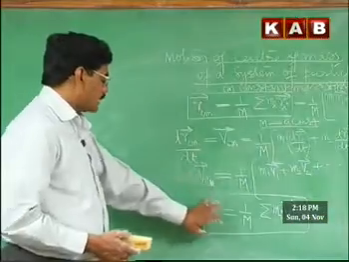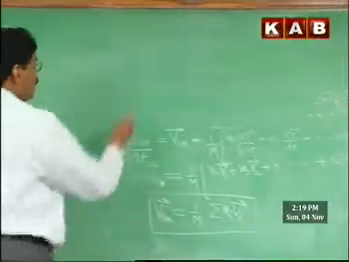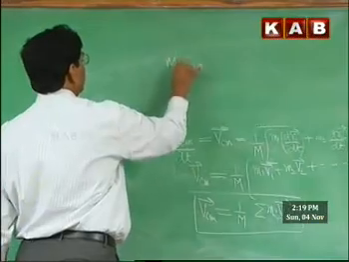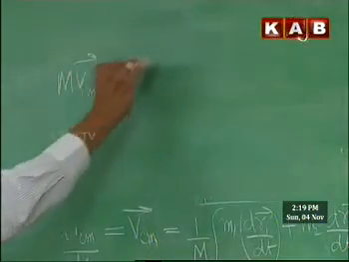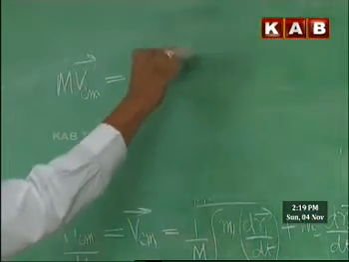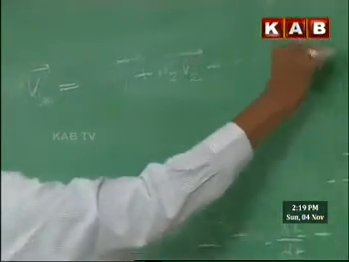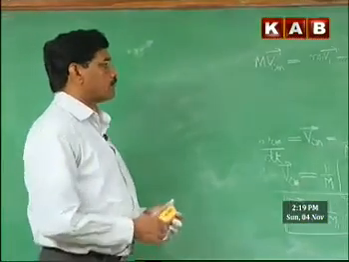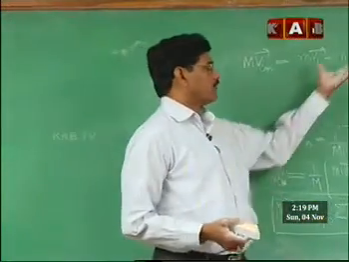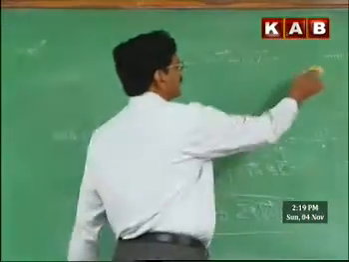Now we will try to concentrate on this, where the total mass of the system M into VCM is equal to m1 v1 plus m2 v2 and so on. And at the end we have mn into vn, where we are considering a system of n particles. So what we have is this equation.